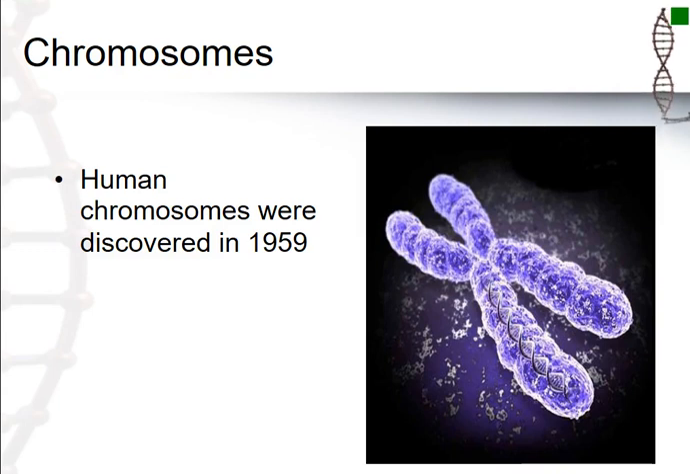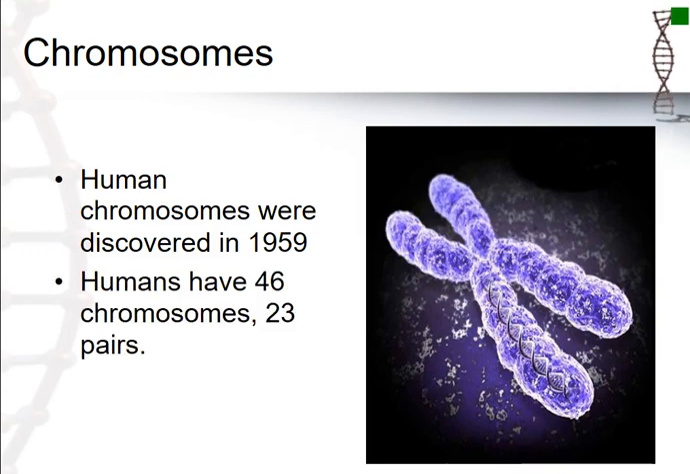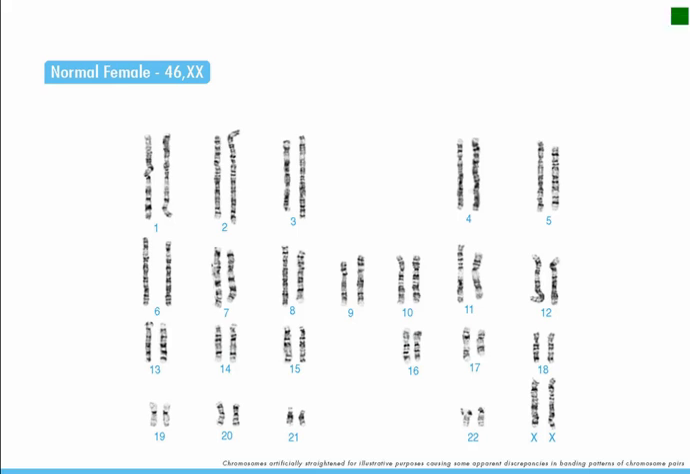chromosomes were first identified in 1959, and humans have 46 chromosomes, or 23 pairs. The genes are located on these chromosomes. Normally we have 46 chromosomes, 2 of each pair. Girls have 2 X's, and boys have an X and a Y. The size of the chromosome doesn't tell us how many genes are on them.